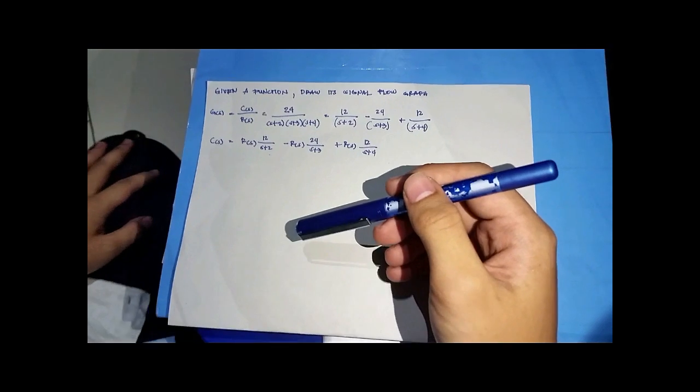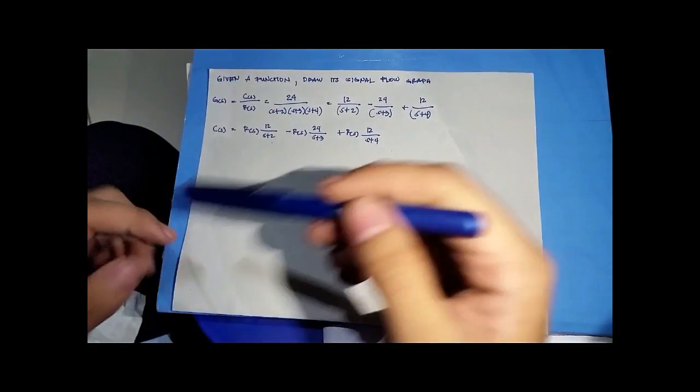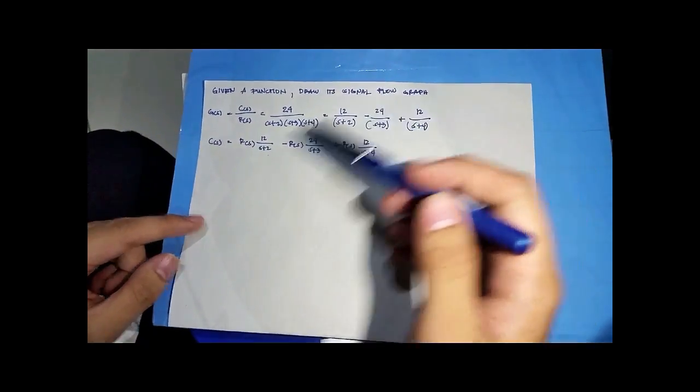What's up everyone, my name is Matman Ernie Viewbal and I'm going to teach you another alternative representation in state space, and that is in parallel form. So this is the parallel form. Given a function, draw its signal flow graph.